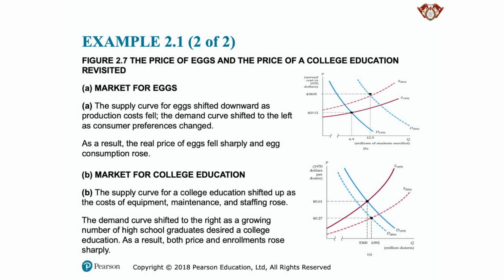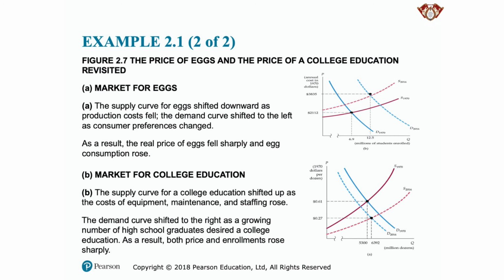Now, the market for college education. The supply curve shifts upward like this, from 1970 to the supply curve in year 2016. Why? Production cost increase, right? Cost increased because equipment, maintenance, and staffing salaries rose. The demand curve also increased greatly from 1970 to year 2016.